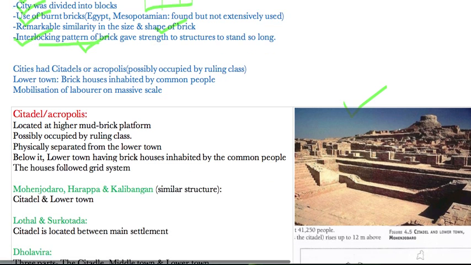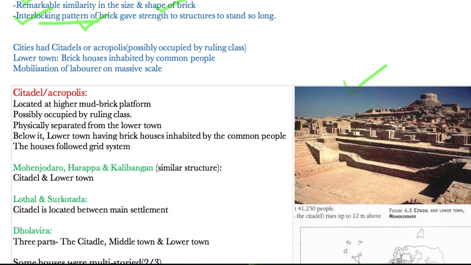Okay, then cities had a citadel. Citadel is something like an acropolis where possibly the rulers lived. There was also a lower town, and the houses of the lower town were also made of bricks, and they were inhabited by common masses or common people. Then it also suggests mobilization of laborers on a massive scale, because to build such massive buildings you need a lot of labor. That also points toward one thing, that a central authority was present.